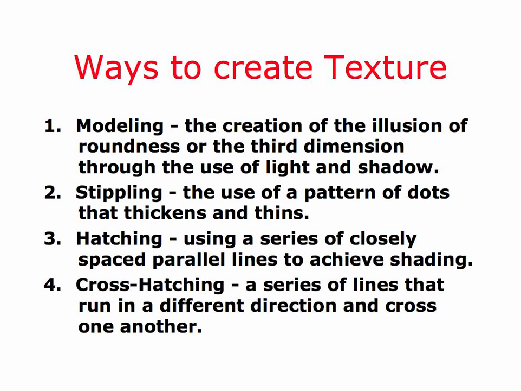Lines can also be used to create texture in primarily 4 different ways. Modeling is the creation of the illusion of roundness, or the third dimension, through use of light and shadow. Usually a smooth gradient creates a modeling effect. Stippling uses a pattern of dots that thickens and thins to give a sense of volume. Hatching uses a series of closely spaced parallel lines to achieve shading. And cross-hatching uses a series of parallel lines that overlap in different directions to give an object different valued areas.